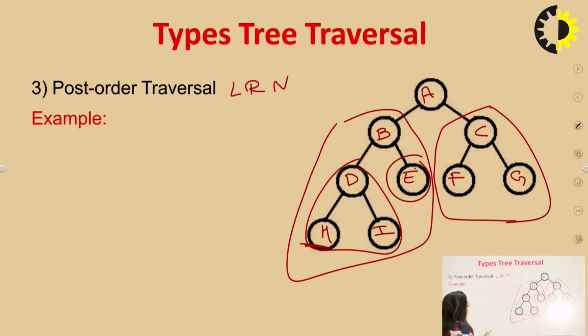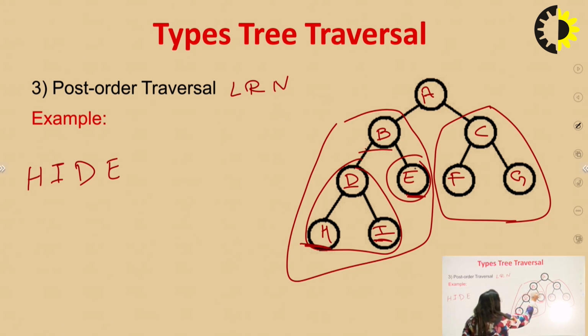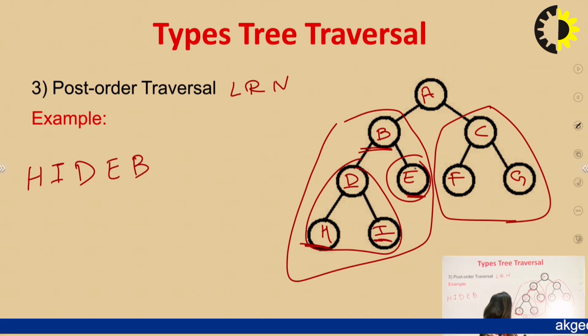Okay? So first, according to this, complete H, then complete the right, I, sorry, this one is I, and then use node D. So according to this, the left part is completed. Now we come to the right, E, then use node B. So here we see all nodes D, E, H, I, all nodes of the left subtree, are visited.